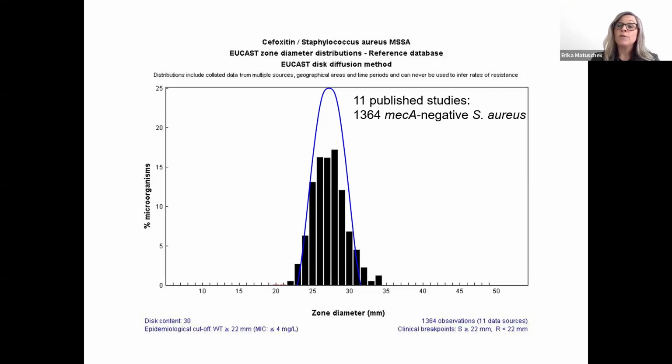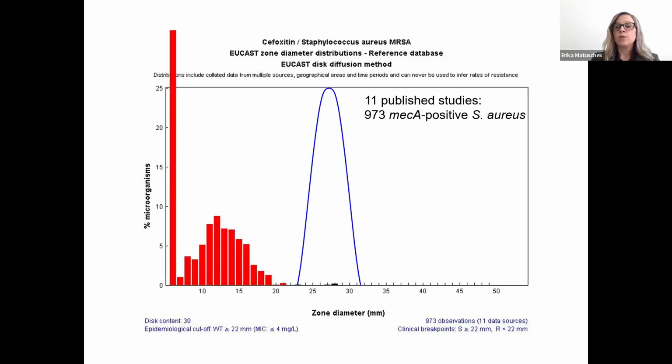But it's actually very similar to our distribution for the QC strain, and it is still in the same place. It distributes over the same zone diameters. In the same studies, we could separate out the MEK-A positive isolates. And as you can see, those are nicely separated from the wild type.